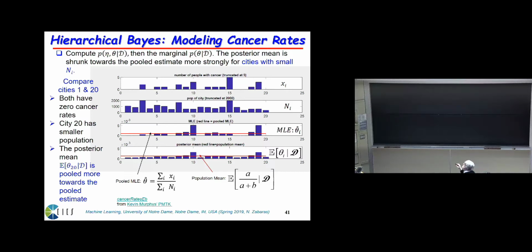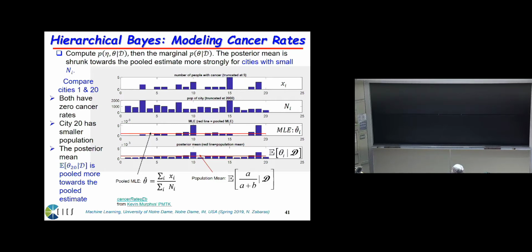So what you see on the top is the number of people having cancer in the 20 cities, okay? You notice some cities basically have 0 cancer. So no, you're not going to say the probability of getting cancer in those cities, let's say city 11, is 0, just because the data say there's nothing there, right? In some other cities, where the population is very big, you have lots of samples and lots of people getting cancer, right? So this n_i is the population of the cities, right? Some big cities, some small cities.